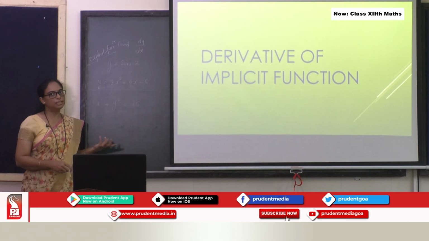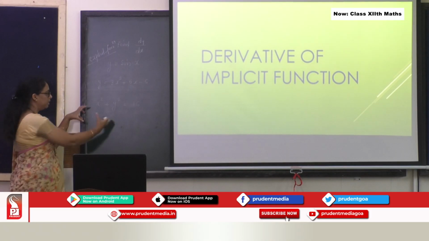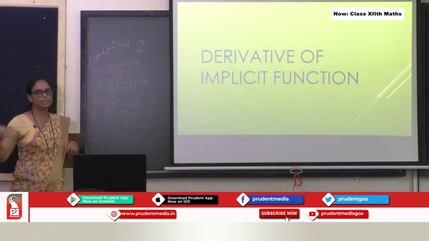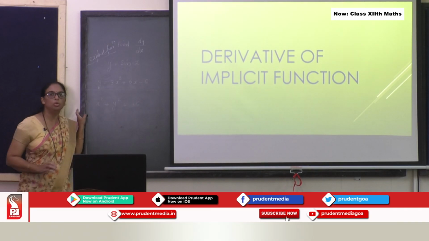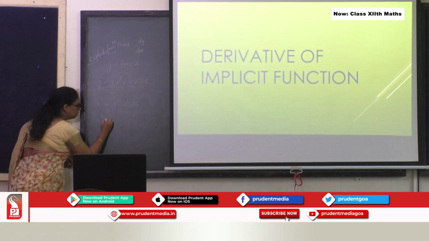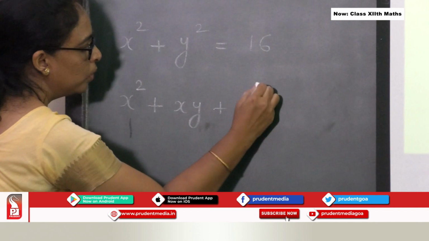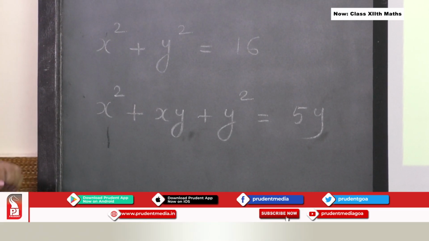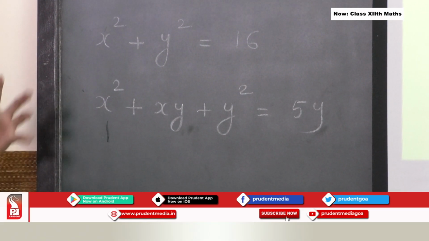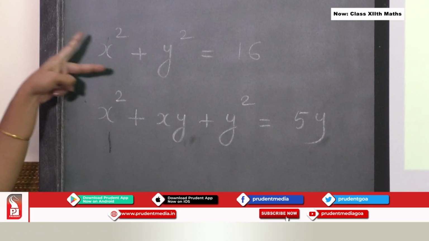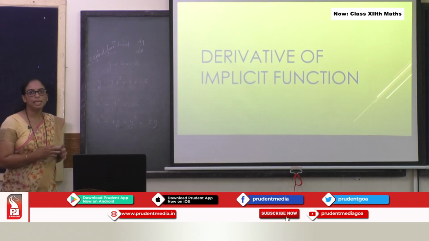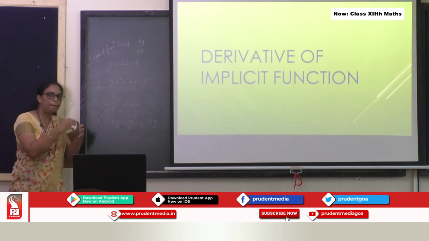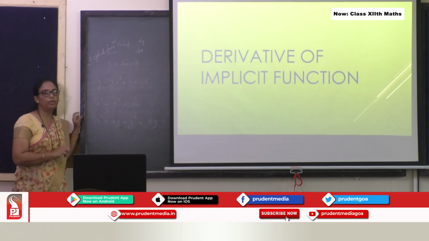Where is the variable x, where is the variable y? You find them all mixed together. I haven't given them a proper side, not that one variable is on one side and the other on the other side. No, you can see them used combined. Even another example, say x square plus xy plus y square equal to 5y. Do you find any kind of demarcation here as far as variables are concerned? Certainly not. They are all in a mixed form. So this way of representing the function is what we call an implicit function. So what is an implicit function? The function defined combining x and y together is what we call an implicit function.